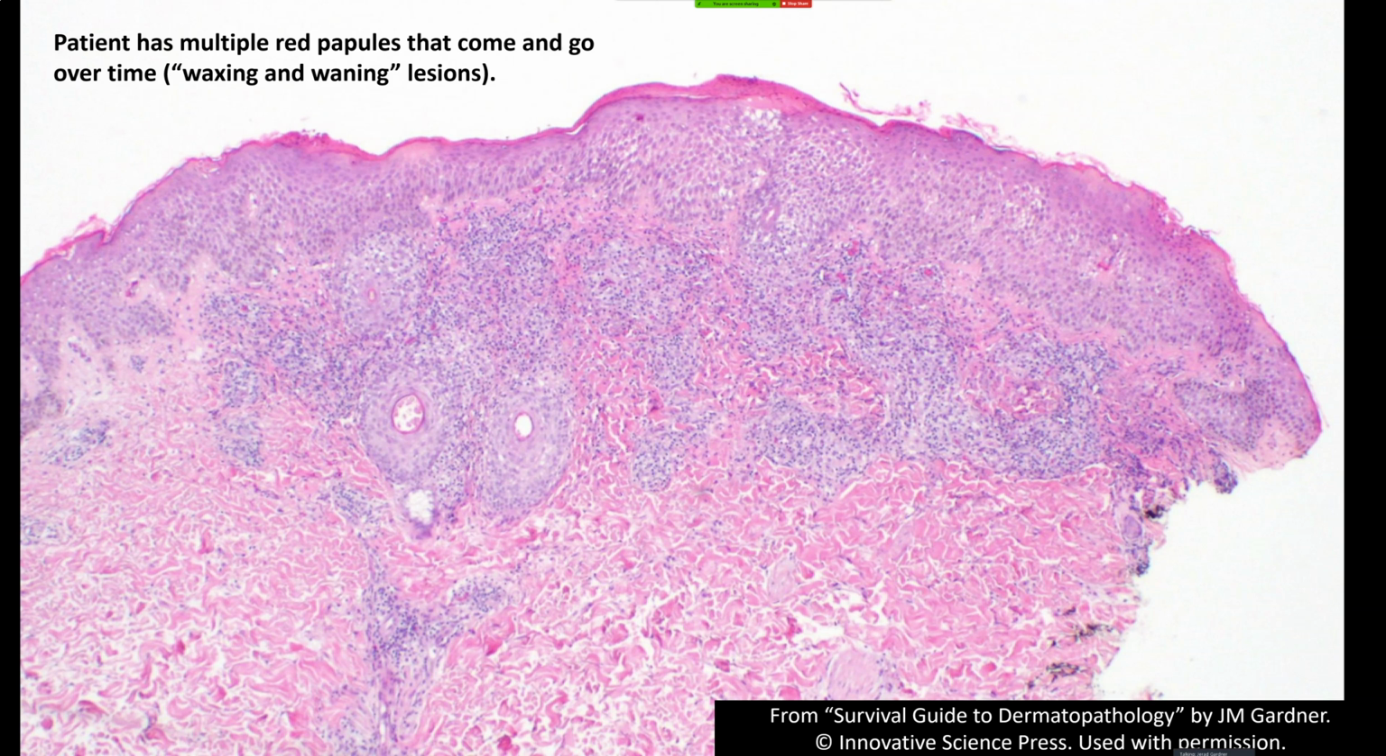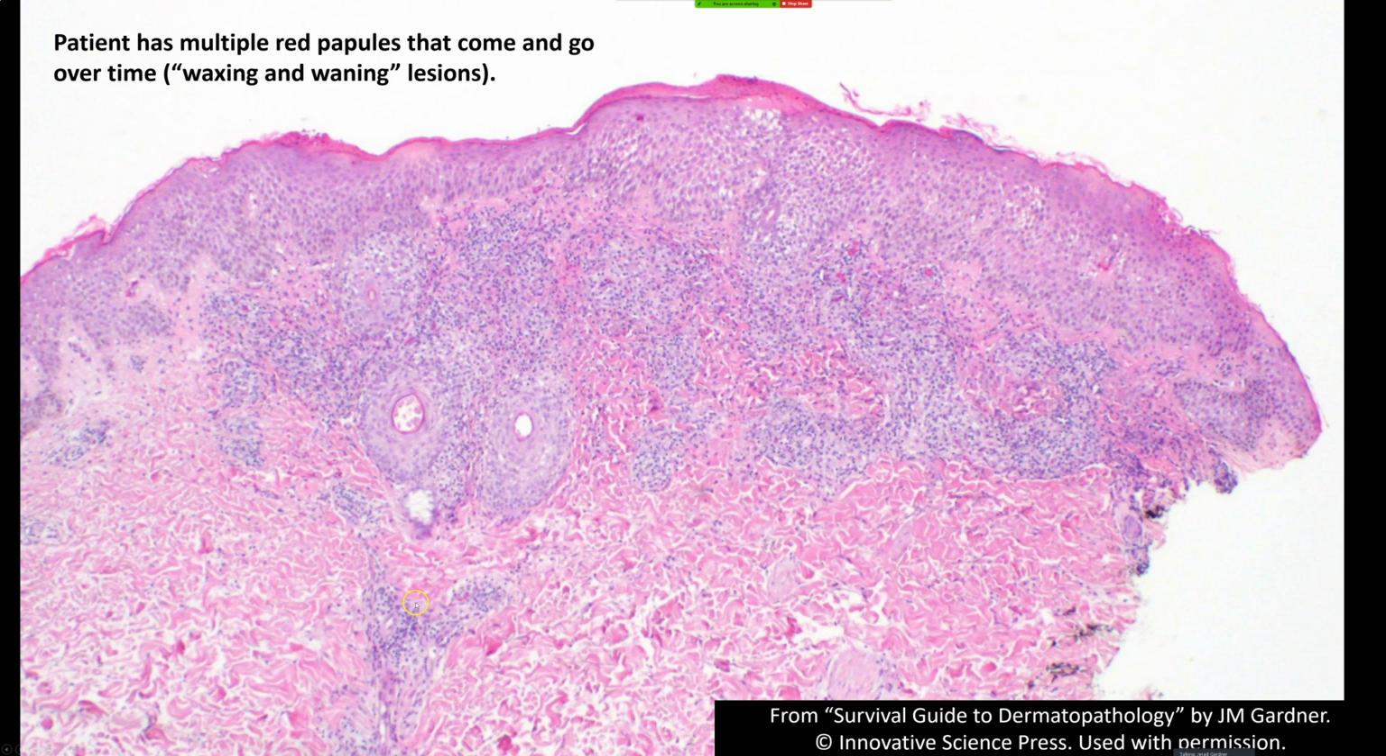The patient has multiple red papules, kind of juicy and edematous, and they come and go over time. They're waxing and waning. You guys know as dermatology residents, this is the classic buzzword description for lymphomatoid papulosis, these crops of papules that come and go over time, right? So microscopically, what we see is an infiltrate. There's a little spongiosis with this one, but there's basically an infiltrate in the superficial dermis that goes away as you get deeper down.